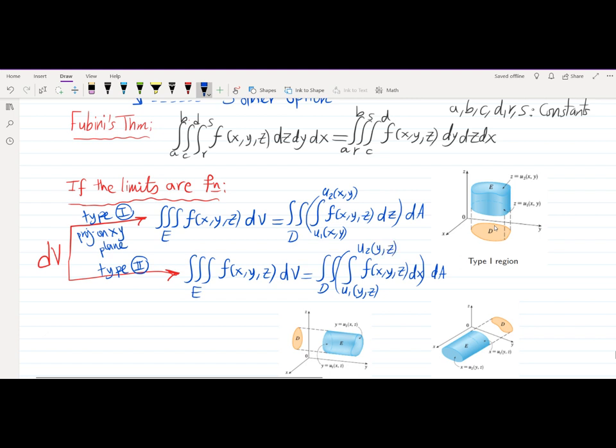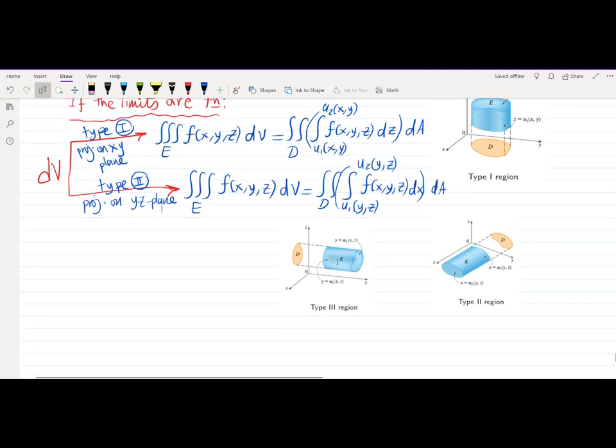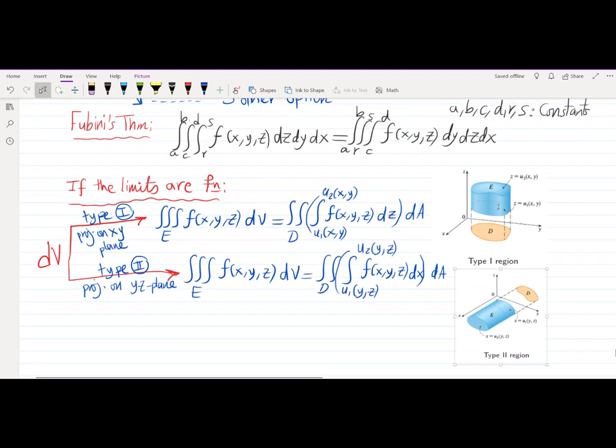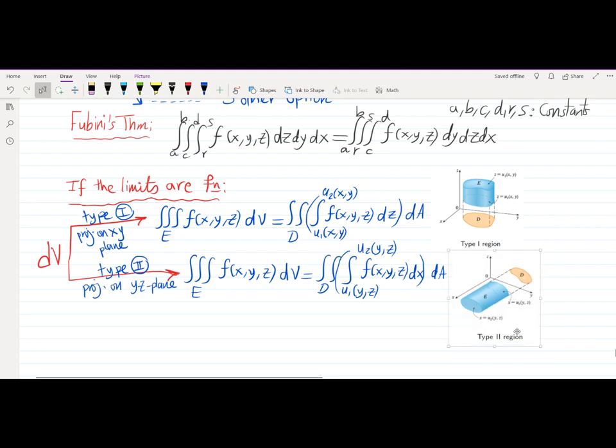And then the projection is on the yz plane. And this can be described in this graph, this one, the type 2 region. This is type 1, and this is for type 2 region. As you see, this is the solid, which is E, and its projection on the YZ plane is the region D, and this surface changes from x equals u1 of y and z to x equals u2, which is also a function of y and z.